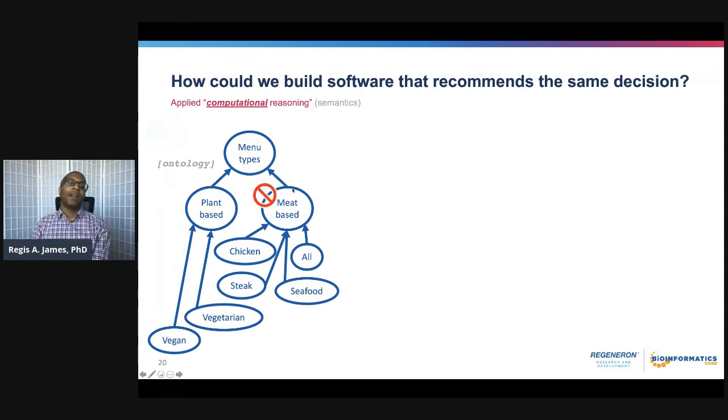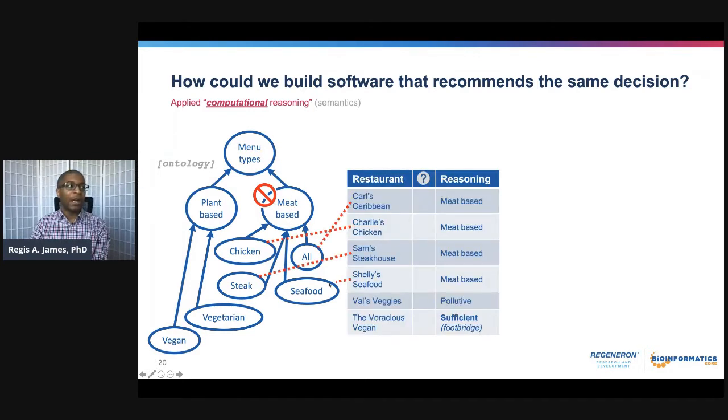So if Kai said, I don't want anything meat-based because I want vegetarian, then that eliminates meat-based and everything that's a child of meat-based. So computationally, if we have access to this ontology, by eliminating this, we eliminate this entire chunk of the table here. And that leaves Val's veggies and the voracious vegan because they're both plant-based. So Kai still needs to be able to pick one restaurant to go to. So then how would Kai do that?